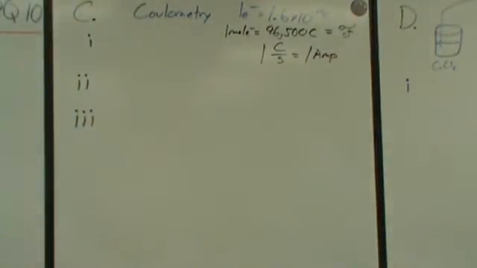Okay. So in C part 1, it says that you run current through a solution for 3 minutes and form 0.0832 grams of copper.